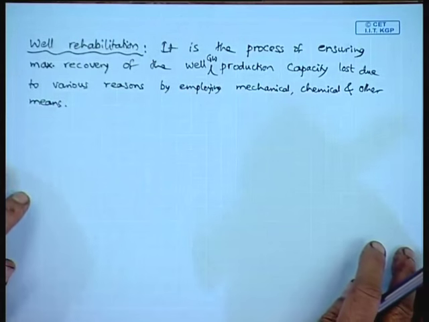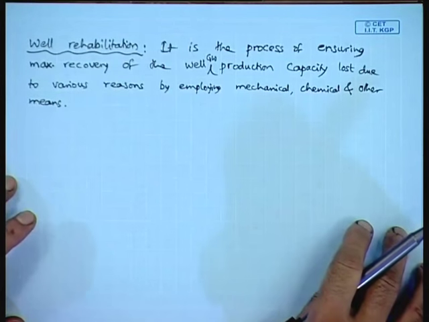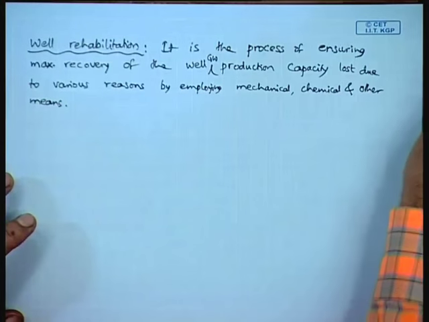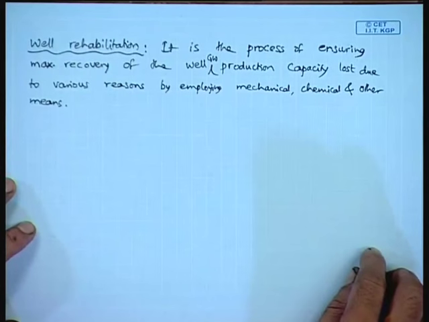Basically what happens in well rehabilitation is that with time there is a strong possibility that the well production capacity, or the yield or the specific capacity, goes on decreasing. So in well rehabilitation, appropriate mechanical procedures or appropriate chemicals or even other means are used so that the most commonly observed loss in the well groundwater production capacity is minimized. Thereby, most of the lost groundwater production capacity of the well is restored. So that is well rehabilitation.